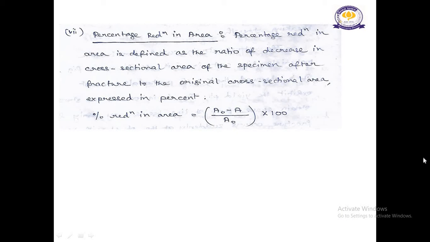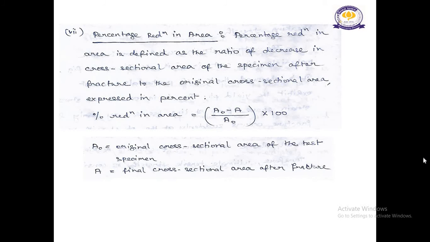Number 7 will be percentage reduction in area. Percentage reduction in area is defined as the ratio of decrease in cross-sectional area of the specimen after fracture to the original cross-sectional area, expressed in percent again. So the percentage reduction in area formula will be A0 minus A divided by A0 into 100, where A0 is equal to the original cross-sectional area of the test specimen and A is equal to the final cross-sectional area after fracture.